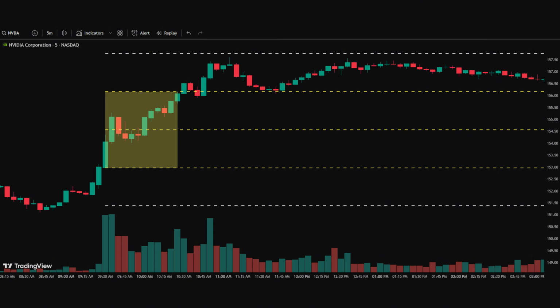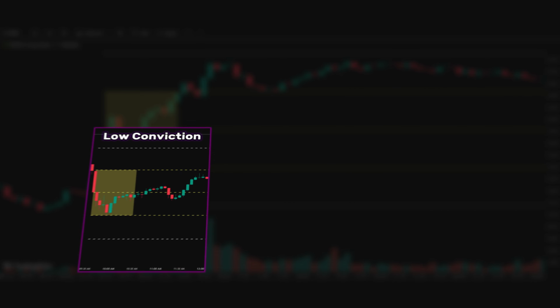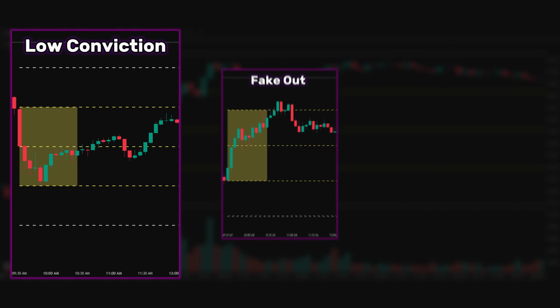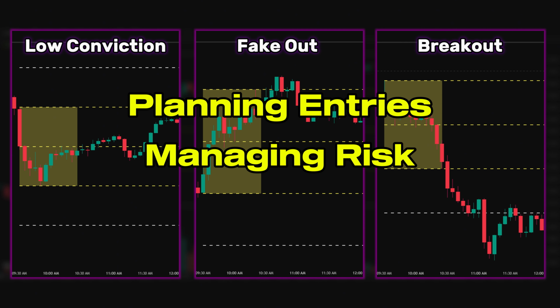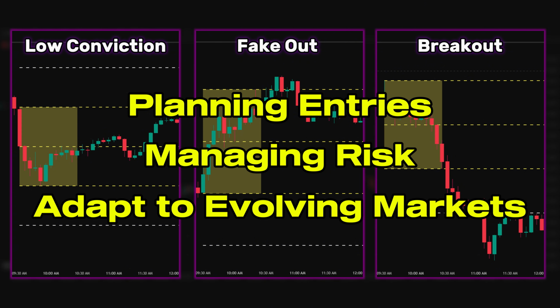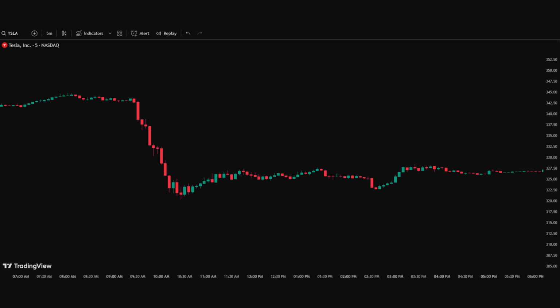techniques. From a psychological standpoint, the first hour also reveals where control lies, between buyers and sellers. It exposes early imbalances, fakeouts, and reactions to pre-market catalysts. Traders who can interpret this early action have a clear advantage with planning entries, managing risk, and adapting to evolving market conditions. Tools like the initial balance indicator automate this range tracking process, helping traders anchor their decisions in time-tested, session-based logic.